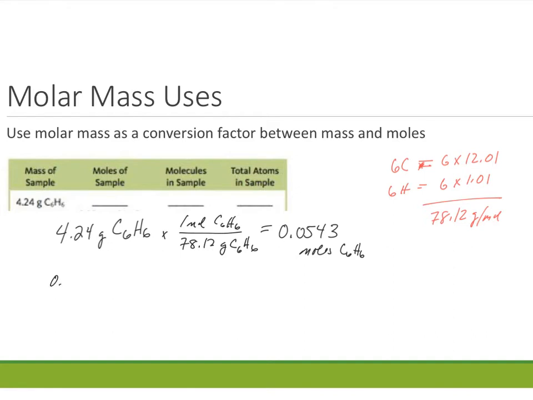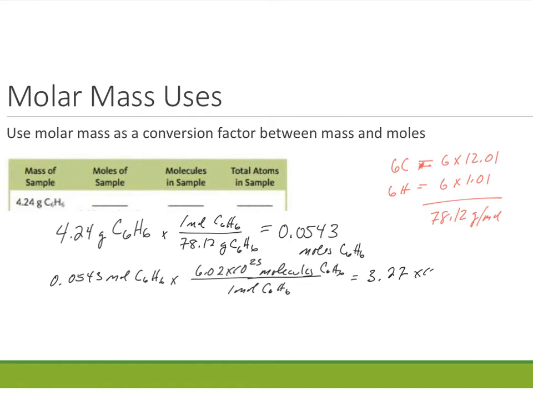take the number of moles we were given, 0.0543 moles of C6H6, and convert it to molecules in the sample by Avogadro's number. There's 6.02 times 10 to the 23rd molecules of C6H6 for every 1 mole of C6H6, and that gives us 3.27 times 10 to the 22nd molecules of C6H6.